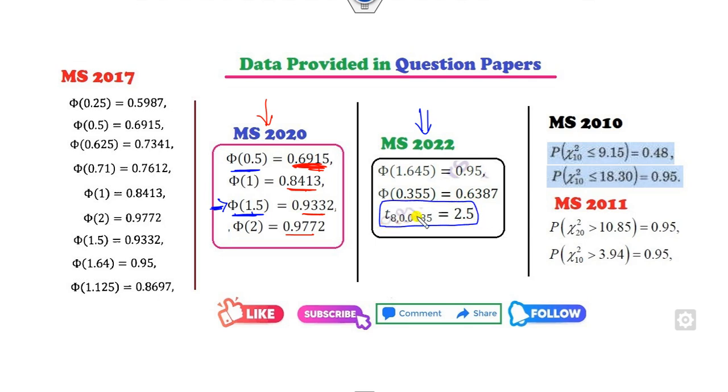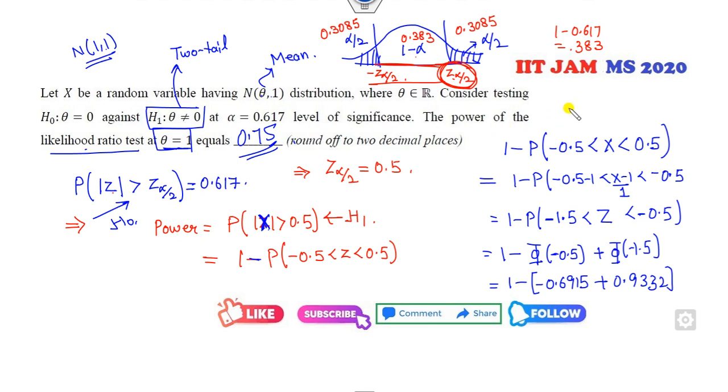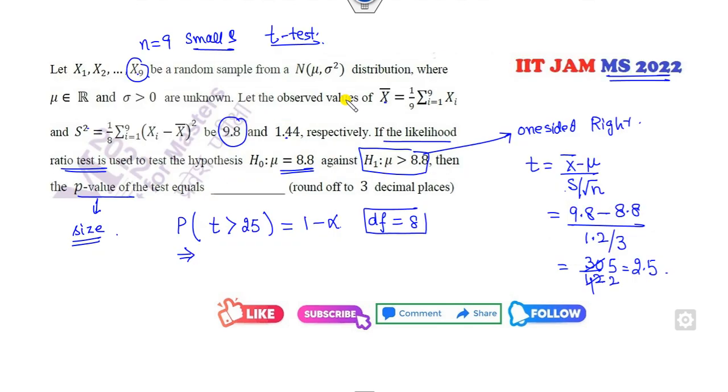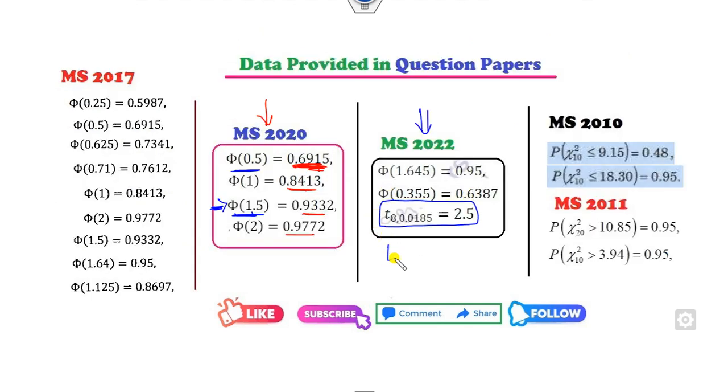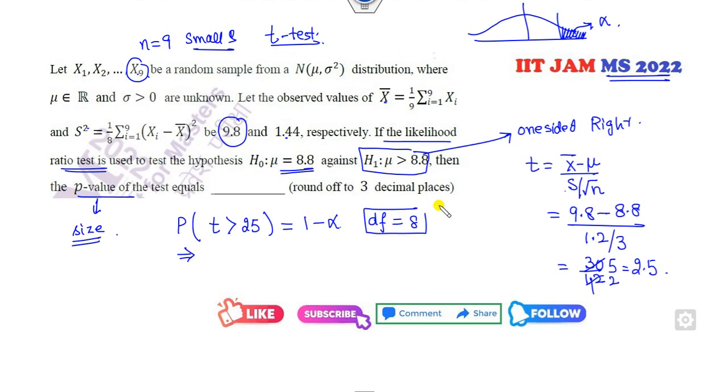Fine, 8 comma this. Now it is a one tail, so which one is the graph of this? Here. So this number is my alpha. Clear? So what is the value given to you? This is t of 8 comma alpha, which is 2.5. So that is the right answer, 0.0185 is the right answer of this problem. You can round it off to 3 decimal places.